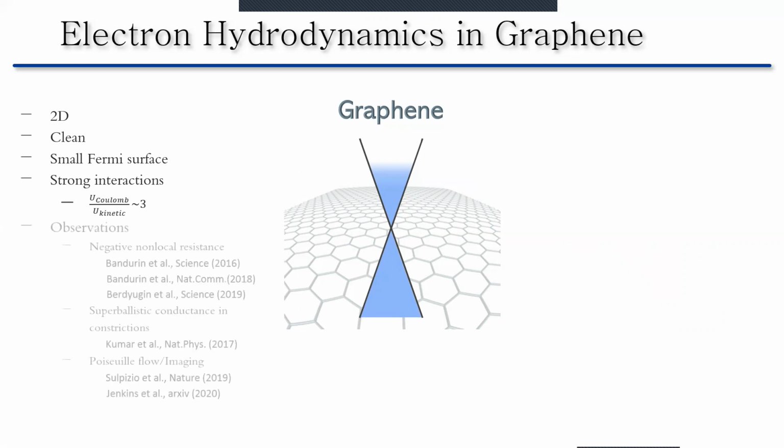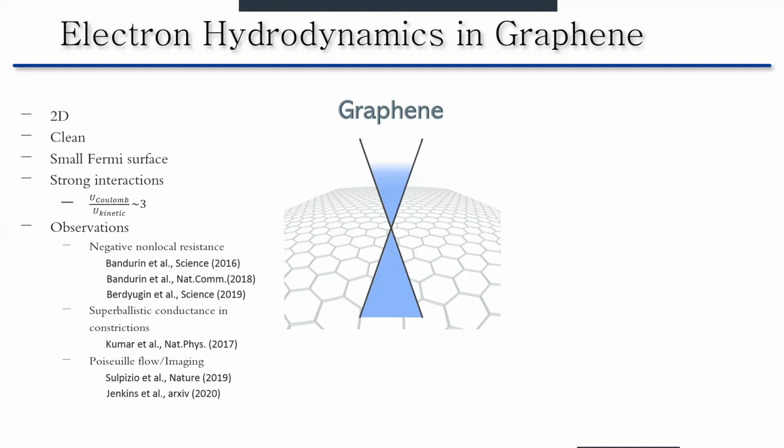So there have been, as all of you know, many observations already about this hydrodynamic regime, starting with these negative non-local resistance, superballistic conductance, and more recently imaging experiments. Looking at flow profiles in different geometries.